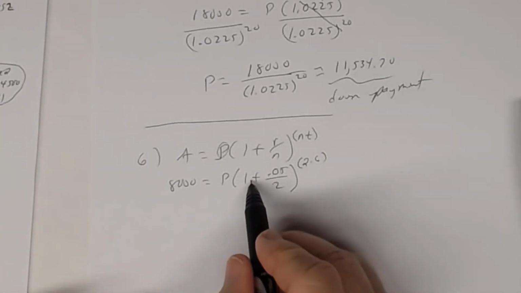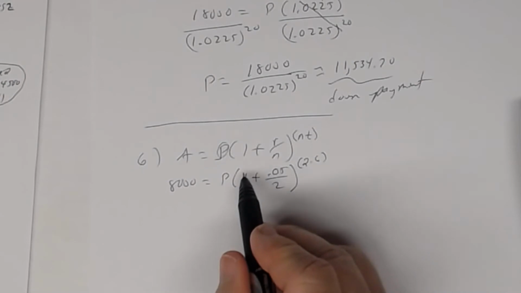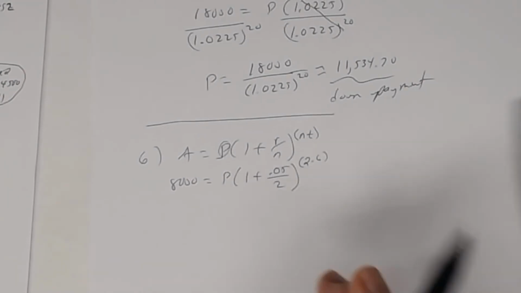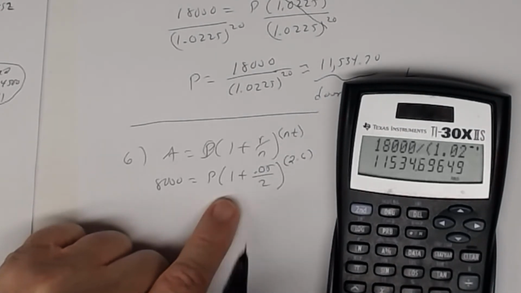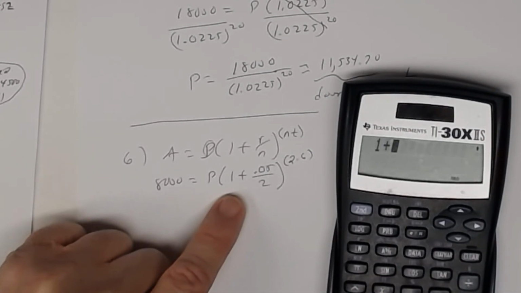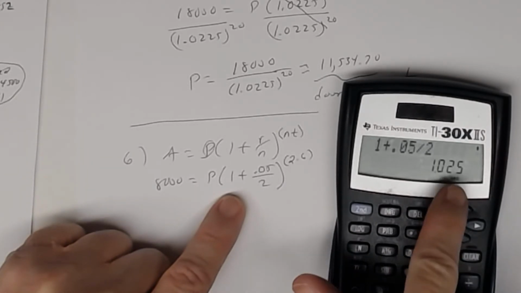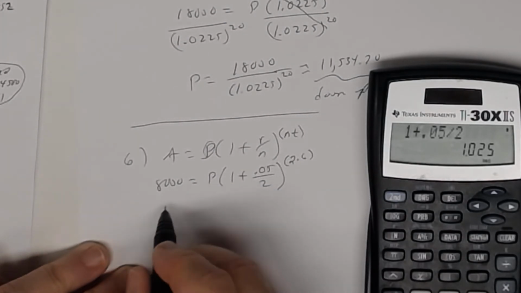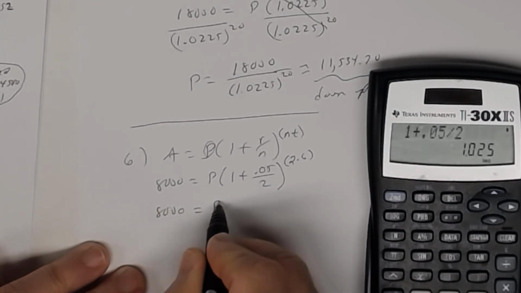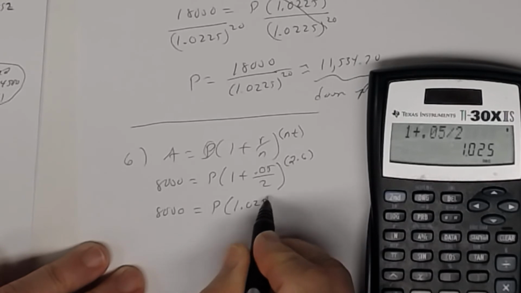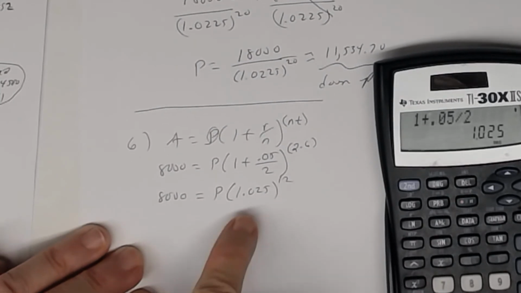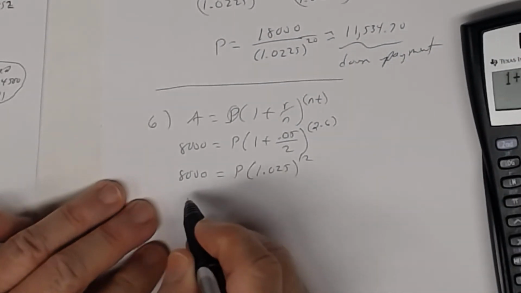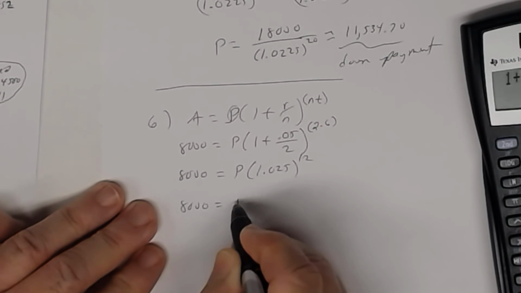Now notice all these are rational numbers. So this is going to be a rational number right here. It's not irrational. So let's put this in your calculator, just like we did the previous one. 1 plus 0.05 divided by 2, and then press equal. So I would put 1.025 here. So I get 8,000 equals P times 1.025, and then 2 times 6 is 12. And now we're going to solve for P. Let me go ahead and rewrite this over just to remind you how to solve for P.